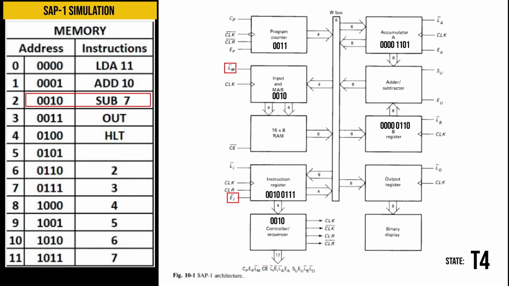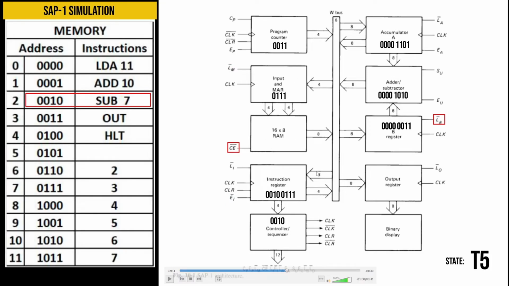At T4, from the instruction register, we have the EI, enable instruction register, and then the value of that will be going to the input and MAR, since the active pin is LM via the W bus. The lower nibble would be put there. So here at T5, we have the CE and LB pin. So from the value of the RAM, we'll go to the B register.